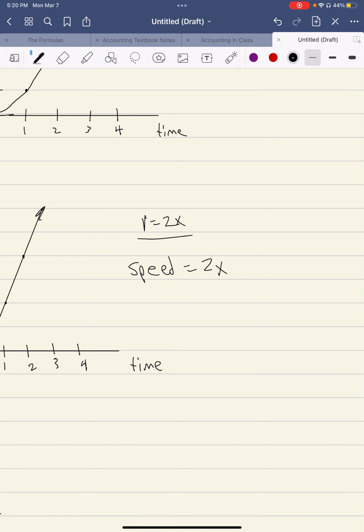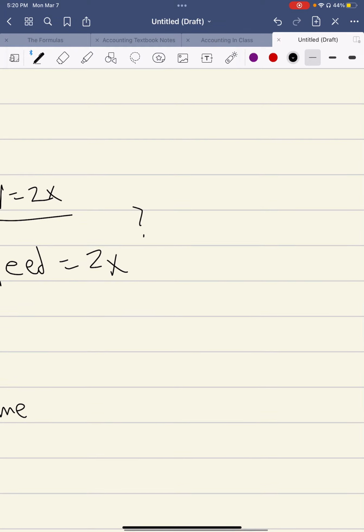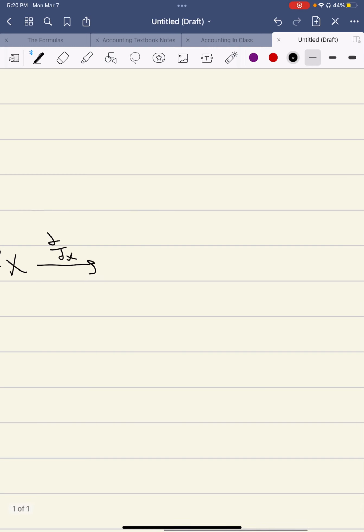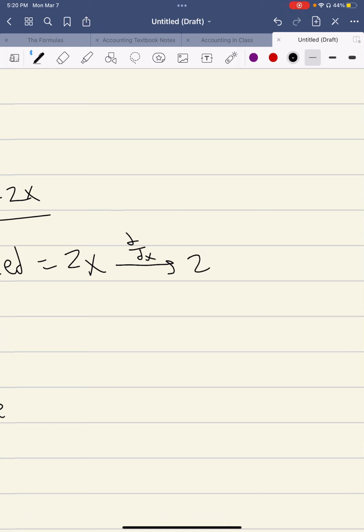So speed is equal to 2x, right? So, the question is, what happens when we derive this? What is that going to give us? And if you haven't got the pattern already, that is just going to give us acceleration. So if you derive 2x, all that's going to do is give you 2, right? So 2 is equal to the acceleration.